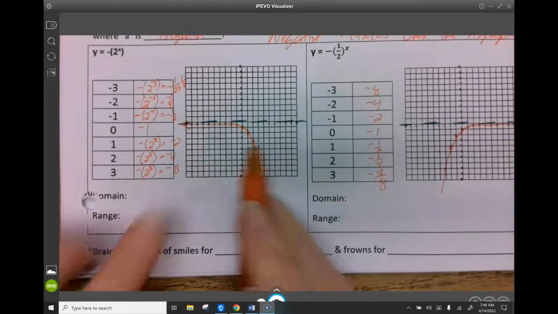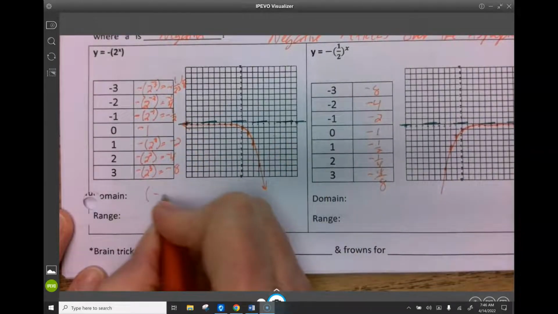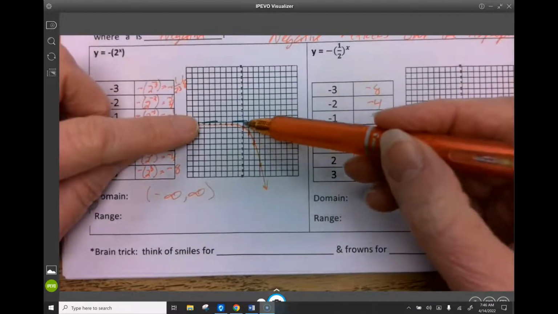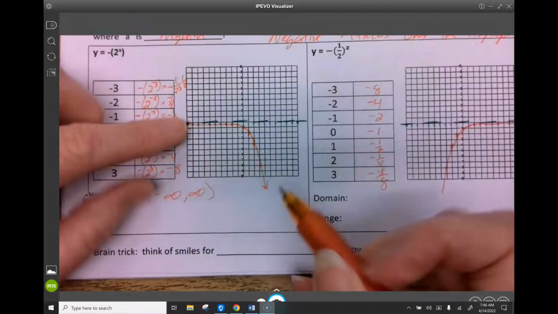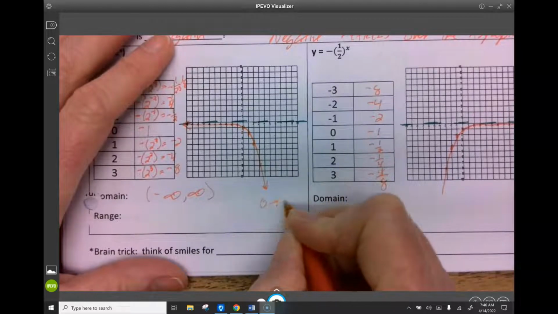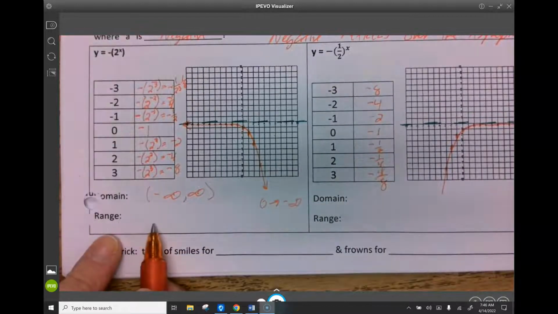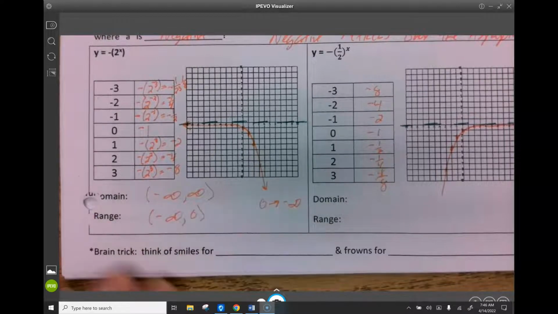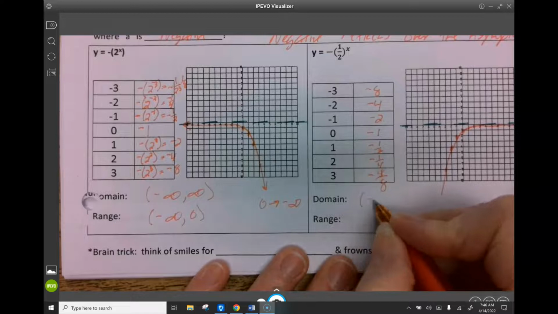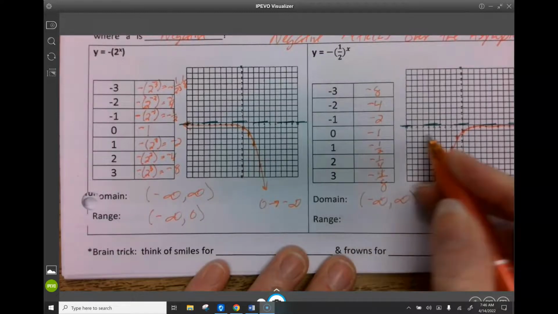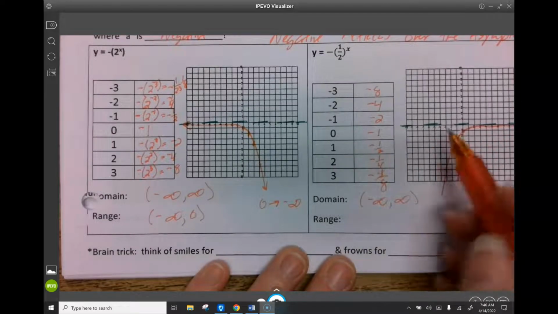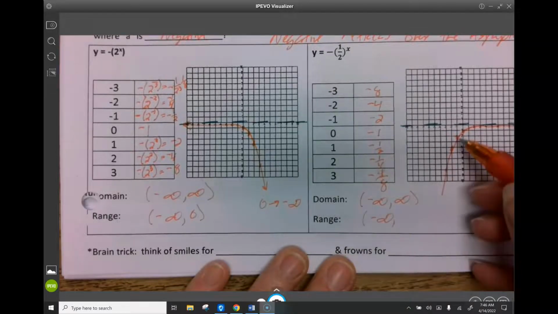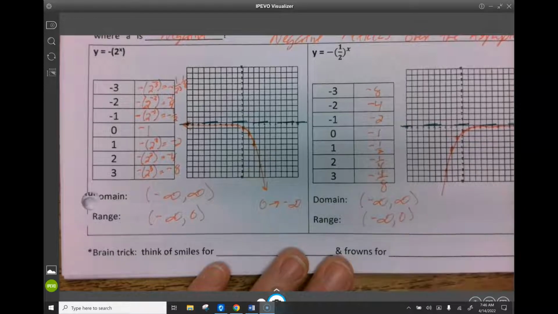Okay, so let's hit our domain and range. So our domain here, any restrictions on x? Nope. Not too exciting right there. Our range, though, now goes from 0 to negative infinity, right? But when we write it in interval notation, remember it has to go smallest to largest, so negative infinity to 0. Domain, no restrictions. Why is there a restriction? That asymptote is a restriction. So it goes from negative infinity up to 0, but will not cross it.